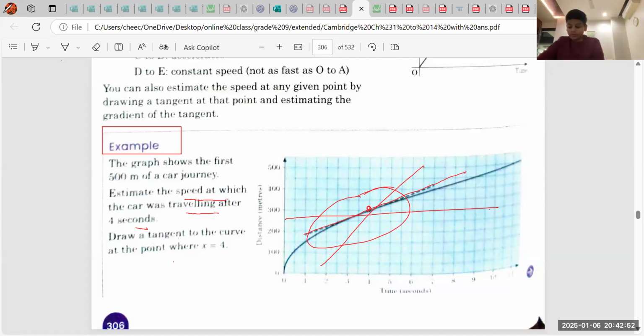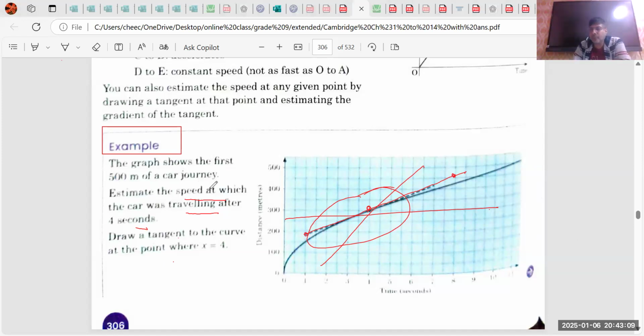Sir, by finding out the gradient. By finding out the gradient. How, sir, can we find the gradient? You have done this, by taking two points and finding its slope. Okay, got it? Yes or no?